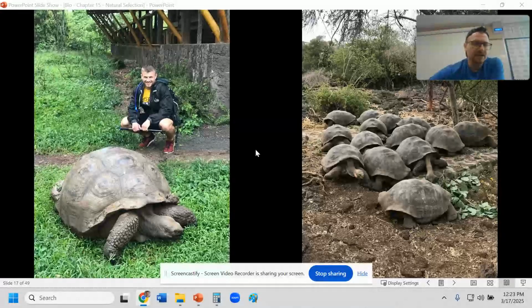I always like to add into this section some pictures from my trip to the Galapagos. I went with some students a couple years ago on a school-funded field trip, and we got to see a lot of the same things that Darwin saw on the islands. One of the species that Darwin saw were these Galapagos tortoises. These are absolutely massive creatures.